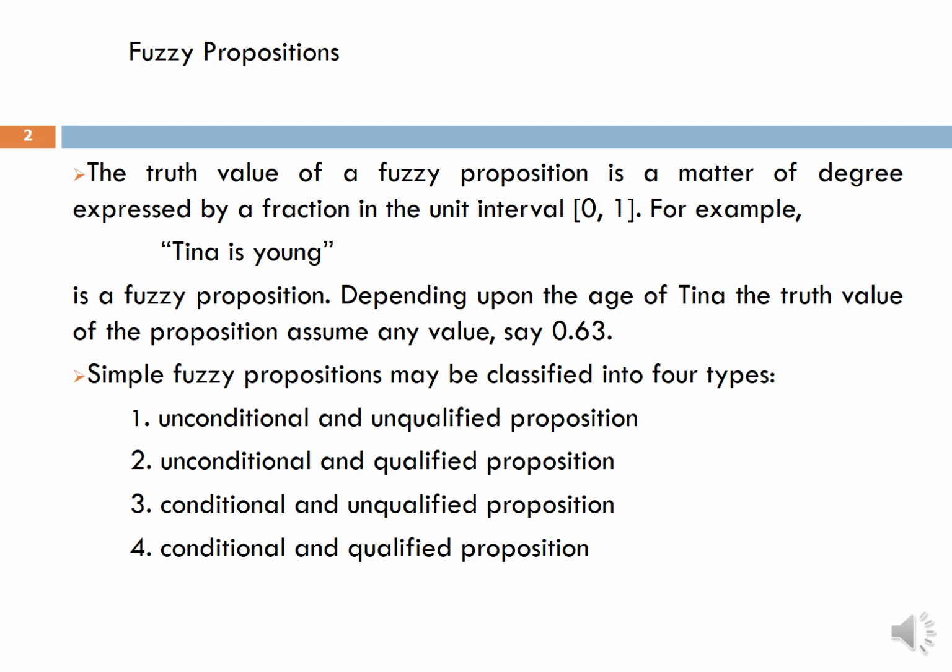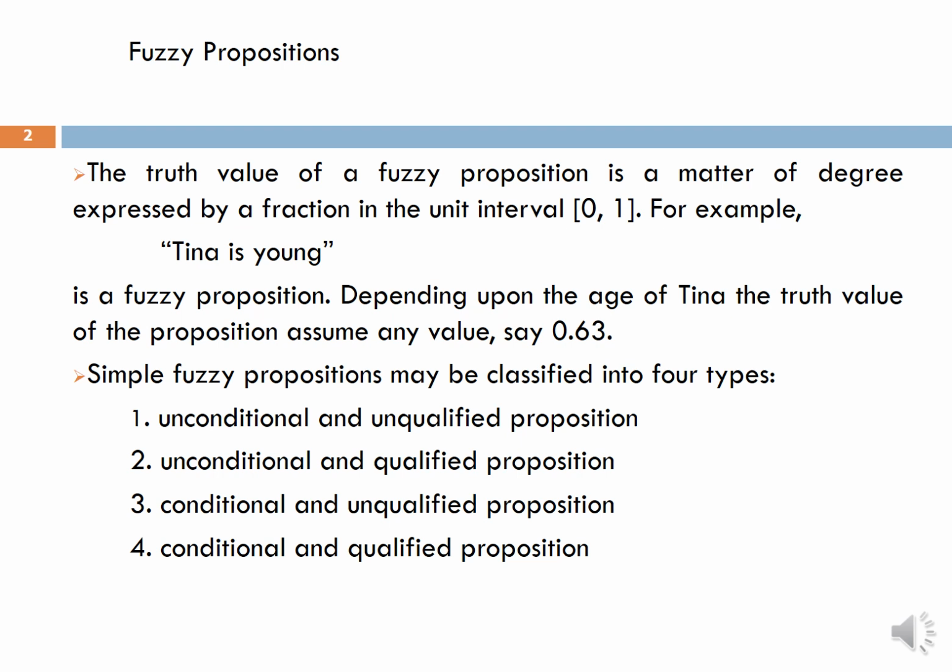So that is the actual value of the fuzzy. The truth value of a fuzzy proposition is a matter of degree, expressed by a fraction in the unit interval 0 to 1. For example, take the statement "Tina is young." It is a fuzzy proposition. Depending upon the age of Tina, the truth value can be any value, say 0.63. We have predicted the value 0.63.